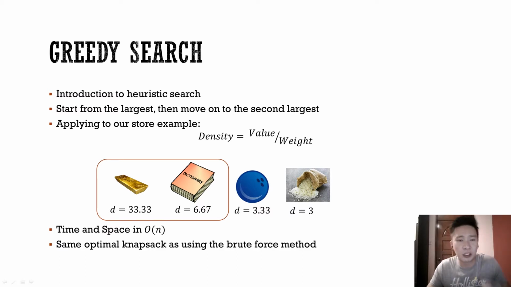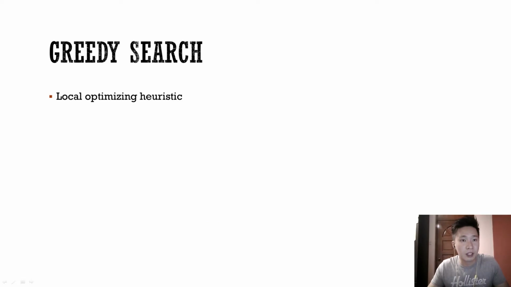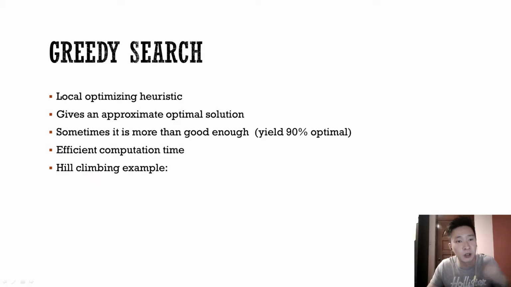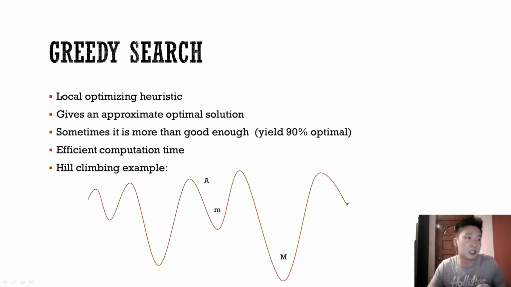The good thing about the greedy algorithm and why it is so popular is that it's simple and highly efficient. As you can see here, it's linear in both time and space. However, a greedy search is what we call a local optimization search. So it's unable to solve more complex problems and give the global minimum. For example, we can illustrate it by looking at a hill climbing example. Imagine we start off at position A. Using greedy, we will only get stuck at small m, and we will never be able to reach the global minimum at big M down here.